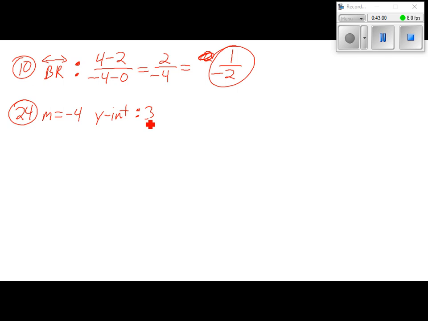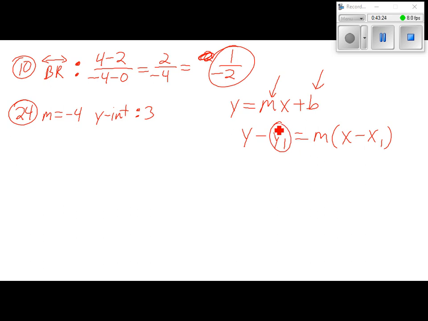All we need to know to write an equation is either the slope and the y-intercept, and we can write it in that y equals mx plus b form. So we're going to put m in place there, b in place there, and that's going to be our equation. Or we can write it in point slope form, which looks like this. To write it in that form, we need a point and the slope. The two coordinates of the point are going to go in here for y and x, and then the slope's going to go in there. This time they tell us the slope and the y-intercept, so this is the easiest form to write it in.